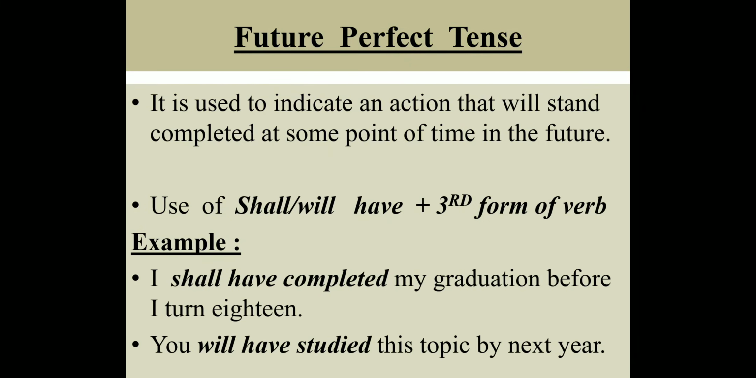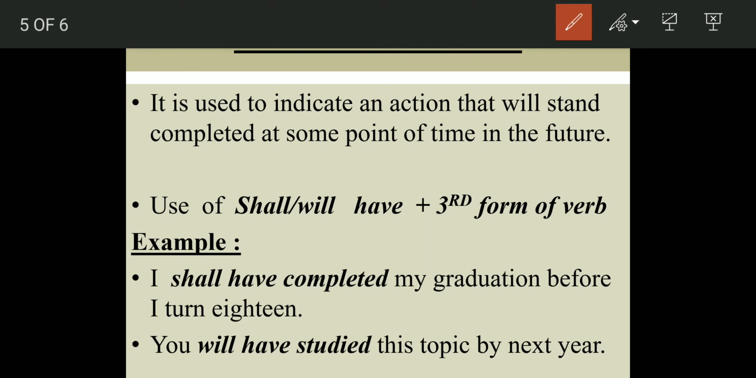Coming to future perfect tense, it is used to indicate an action that will be completed at some point of time in the future. So we are talking about something that will be done at some point of time in the future. Like any other future tense, we use the helping verbs shall, will, have. So in future perfect, we will be using shall or will, depending on whether it is I, we, or any other pronoun, along with have. We don't use had, we use have along with the third form of the verb. So whenever you see this combination, you will immediately know this is future perfect tense.